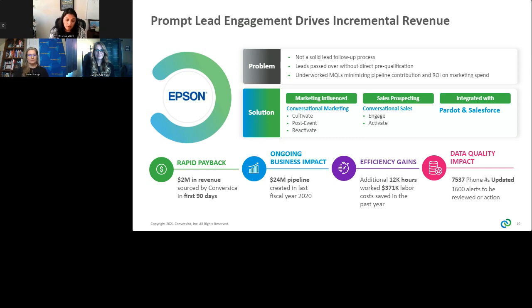In fact, we've spent a lot of time making sure that you can get an AI assistant in the first phase up and running in just a matter of weeks, and they are trained on day one, ready to go. So they don't need to be trained for your specific business. They are already trained. That's the beauty of building this on our SaaS-based platform. And so within 90 days, Epson themselves were able to see $2 million in revenue sourced by Conversica that easily paid back for the solution and then some.